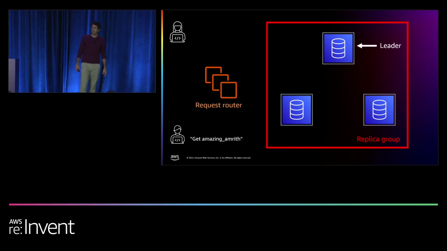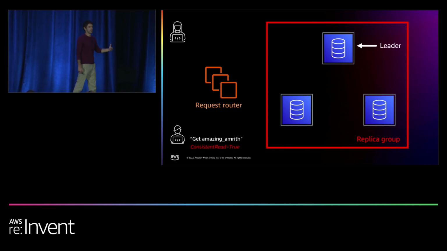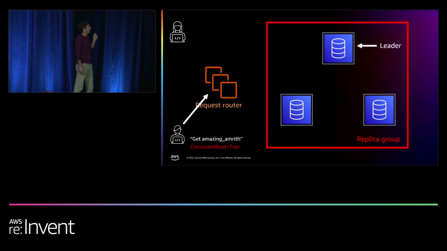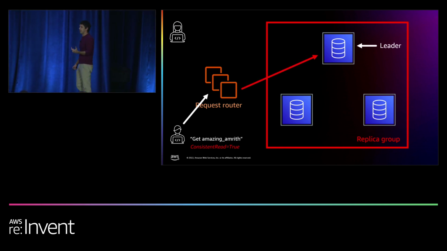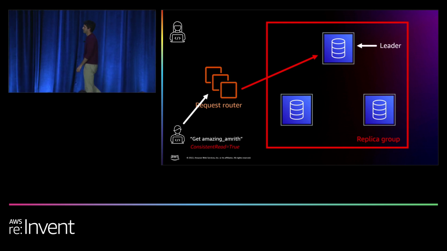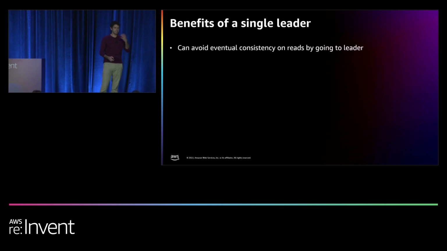When you're doing a read request, you can specify, I want a consistent read on this one. And now when it goes to that request router, it's going to route it to your leader node, which has the most recent, the most up-to-date version of that data, and you'll get the latest version. You won't have any eventual consistency issues there. So that's one benefit. That's nice.